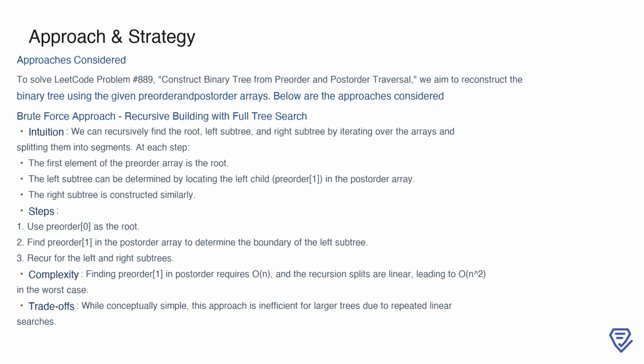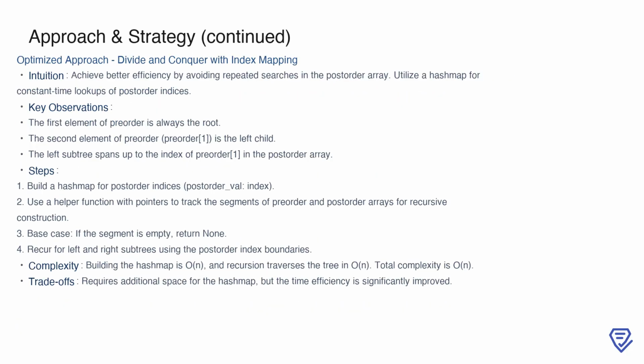However, the major drawback is the inefficiency of repeatedly searching for elements in the Postorder array, which takes linear time for each search. This results in an overall time complexity of O(n²) in the worst case, making it impractical for larger trees. Although simple to understand, this approach does not scale well and inspired us to seek a more efficient solution. To address the inefficiency of the brute force approach, we turn to an optimized strategy that uses divide and conquer along with a hash map for constant time lookups.